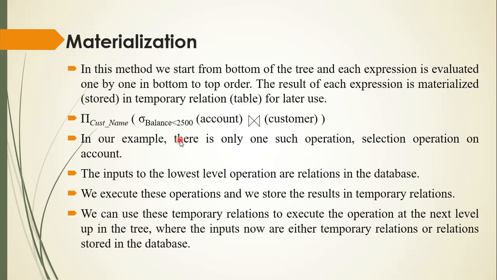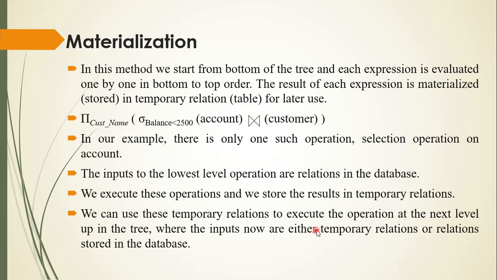So this is our example. In our example there is only one such operation, selection operation on the account. The input to the lowest level operations are relations in the database. We execute these operations and store the result in a temporary relation. So we solve one expression and store its result into a temporary relation, then we use this result and solve another expression, then we store this result again into a temporary relation. We can use these temporary relations to execute the operation at the next level up in the tree, where the inputs now are either temporary relations or relations stored in the database.